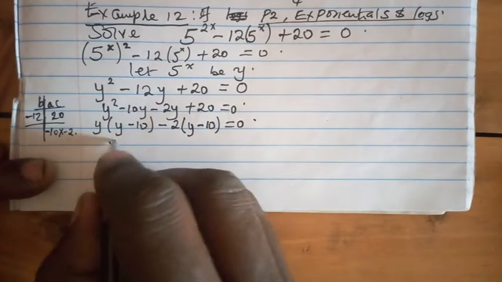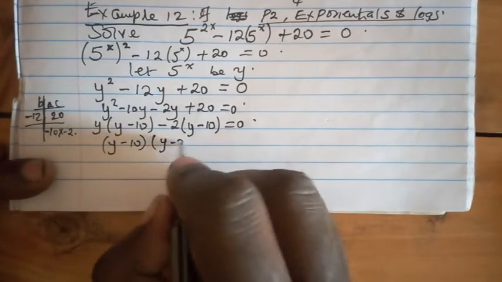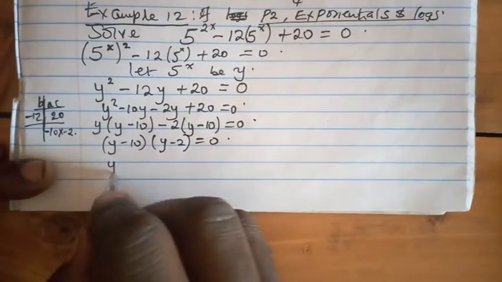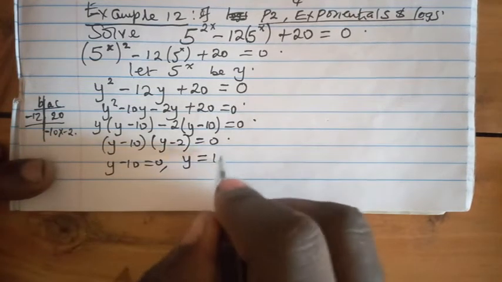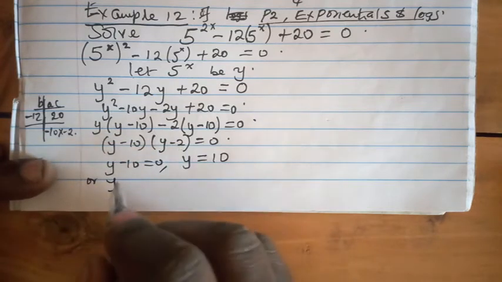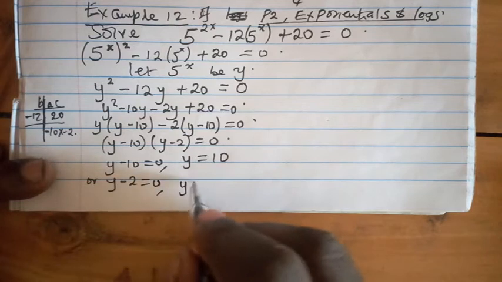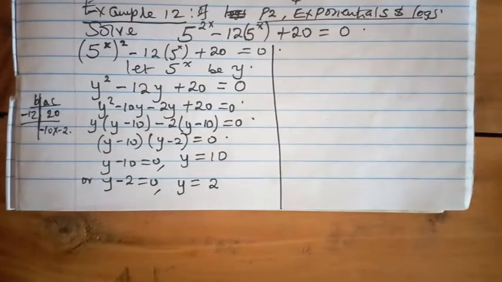So it's either we have y minus 10, y minus 2 multiplied together giving you 0, and this one gives us y minus 10 is equal to 0. If this is true, y is equal to 10. Or we could have this other bracket, y minus 2, being equal to 0, and if this is true, y is equal to a positive 2. But remember, we were not looking for y, we were looking for x.